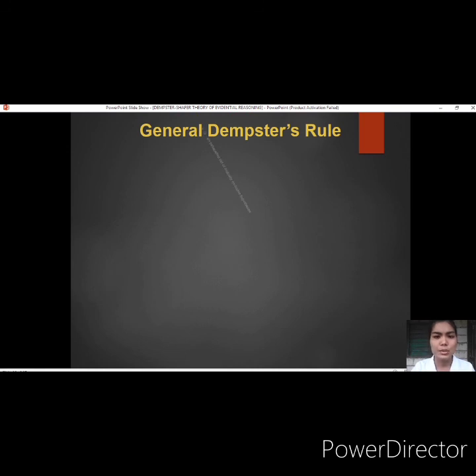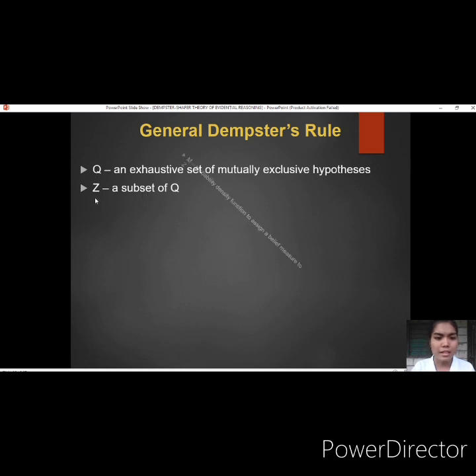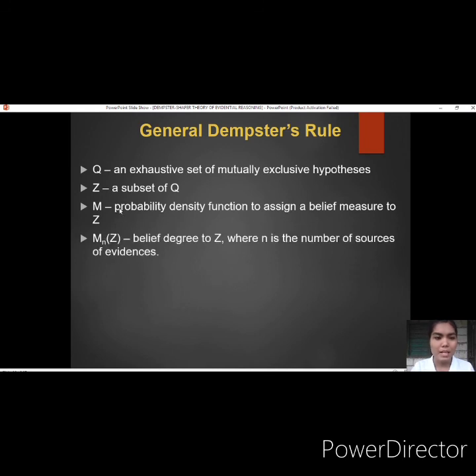General Dempster's rule. Q is an exhaustive set of mutually exclusive hypotheses. Z is a subset of Q, and M is a probability density function assigning a belief measure to Z. Mn of Z is the belief degree in Z, where n is the number of sources of evidence. This is the formula, or general rule, of Dempster.